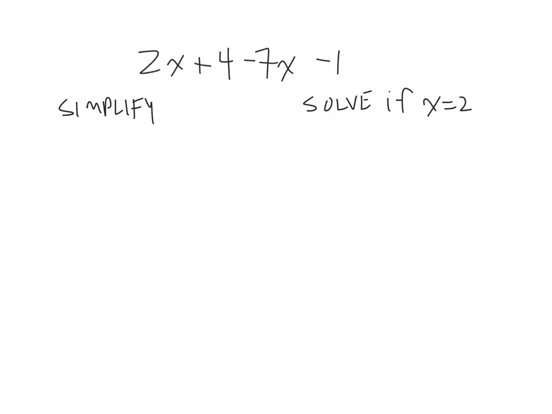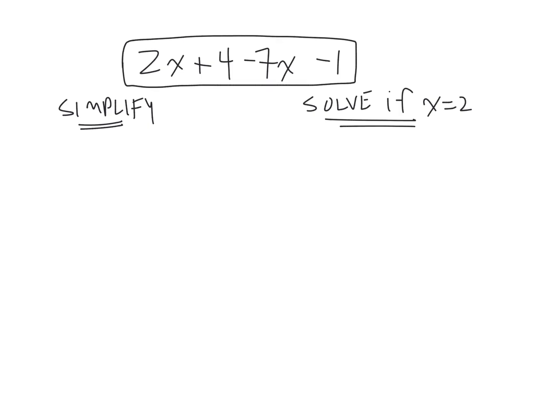Okay, here's one here. The expression is at the top. It's not simplified. So what we're going to do is first simplify it, and then we're going to solve it if x equaled 2. Okay, so let's simplify first. We can start by grouping like terms together. So we've got a 2x and a minus 7x.